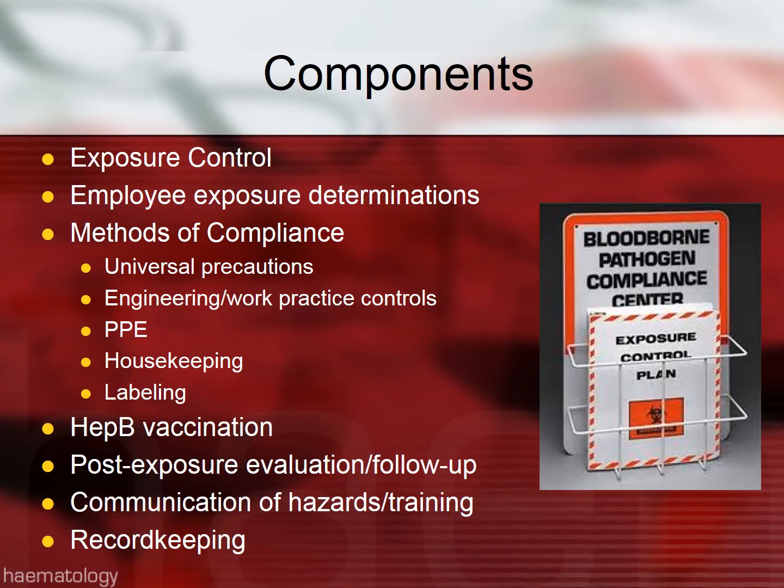The components, and we'll go through most of these, of the exposure control plan is going to know, what exactly are you going to do to have some type of exposure control. The employee determinations of exposure, how do you know if a person's exposed or not exposed? Methods of compliance, your Hep B vaccination information is going to be in here, as well as what to do after a person is exposed. When you start looking at communication, how are you going to communicate what is going to be considered exposure or what is not? Your training, and then also too is going to have to maintain record keeping.